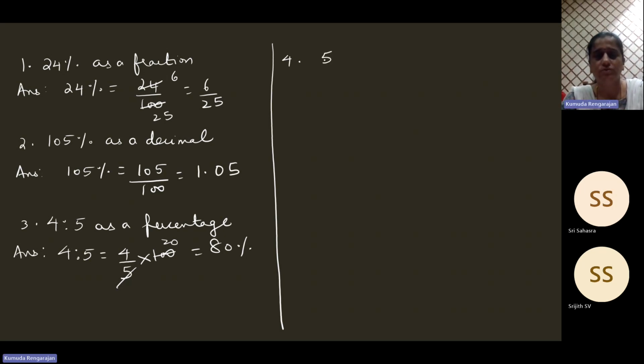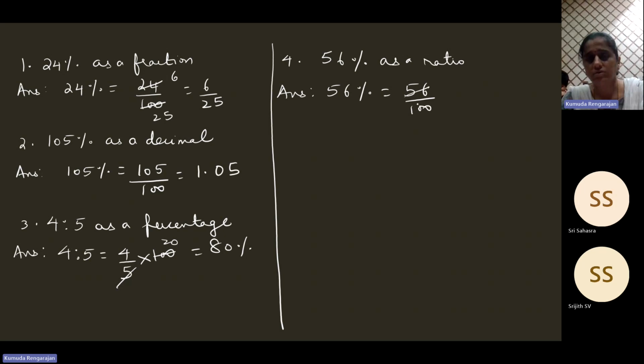56% as a ratio. So when you have the percentage symbol, it means it is by 100. Now, the common table is 4. 4 fourteens are 56, and 4 twenty-fives are 100. So it is 14 by 25, which is nothing but 14:25 as a ratio. Next one.